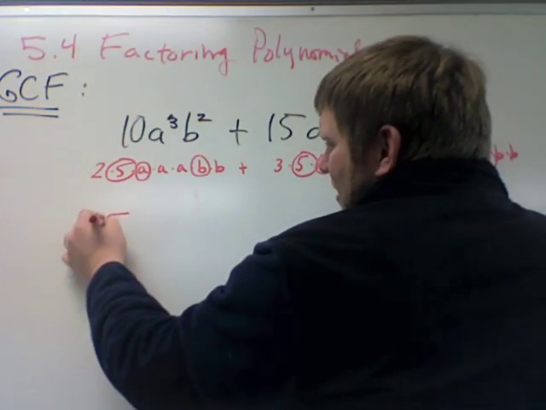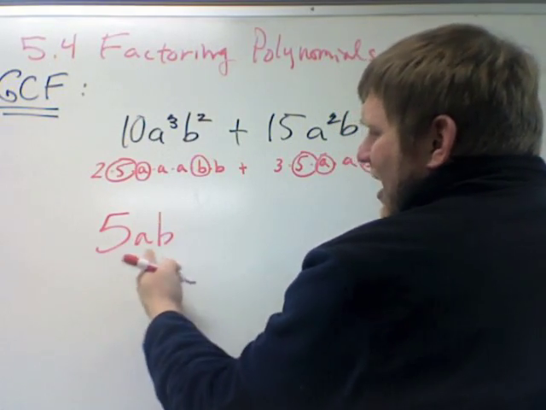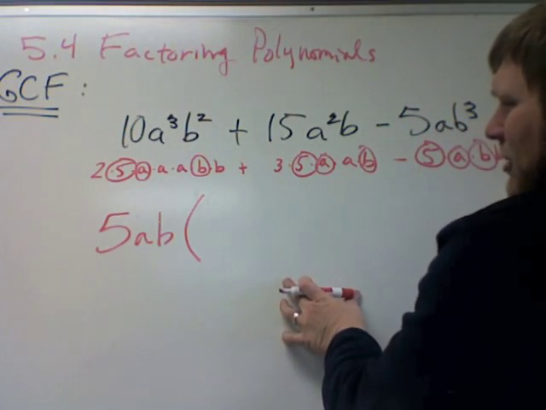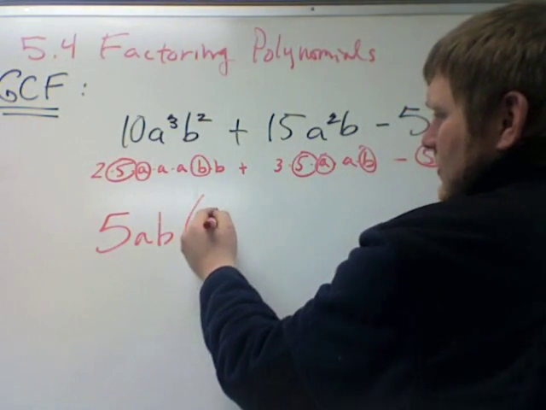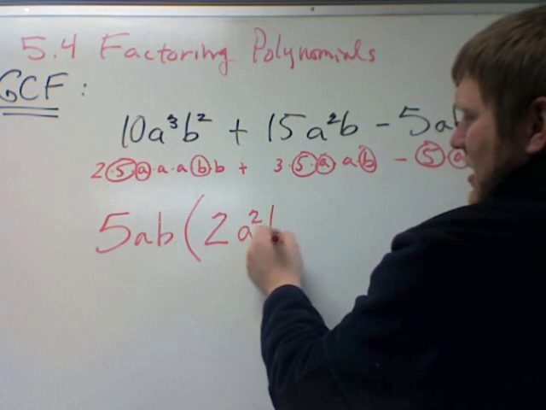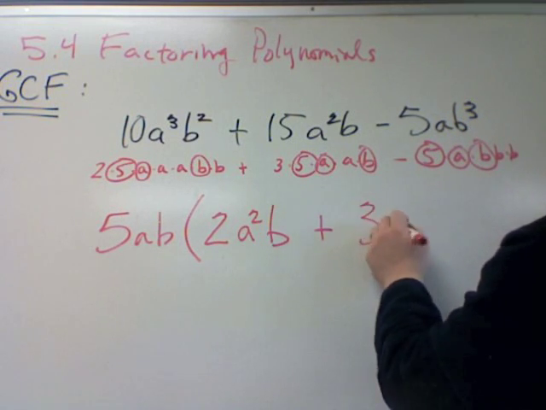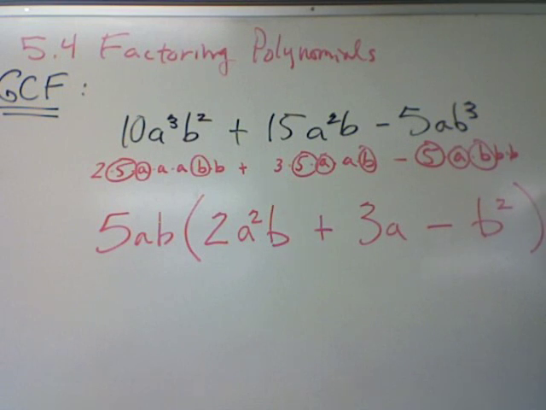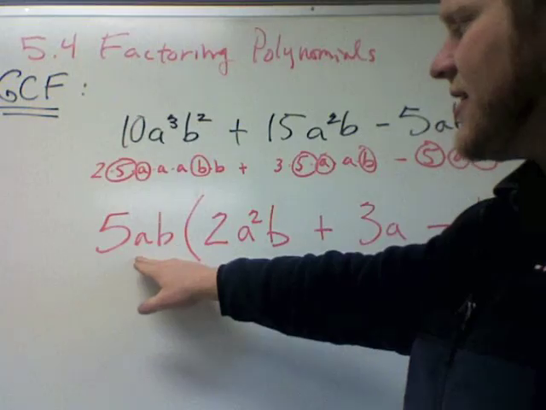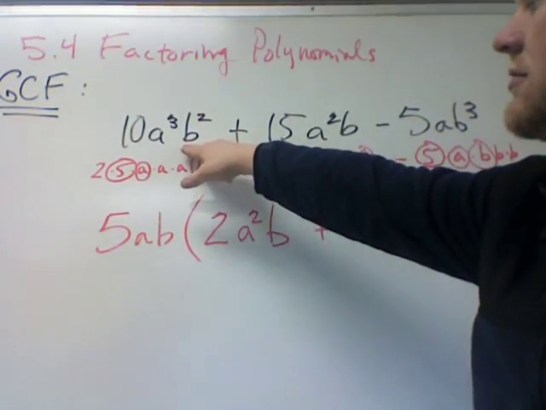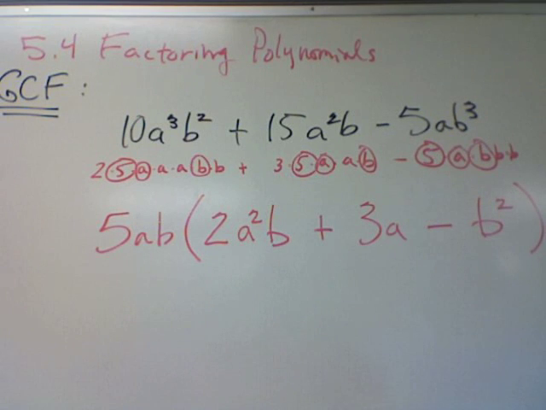So then in my final answer here, I get 5AB, and whatever's left over is what I write inside my parentheses. So I'm factoring this thing out. I end up with 2A squared, because A times A is A squared, B plus 3A minus B squared. Now the funny thing is, if you take this and distribute it back through here, you're going to get this right up here. This is what you should end up getting. Okay? That's called factoring by using the GCF method.